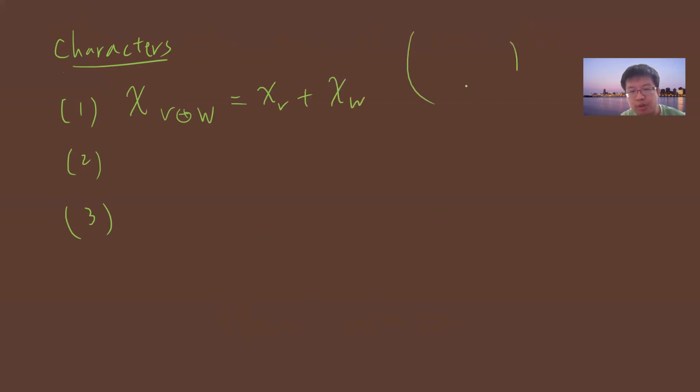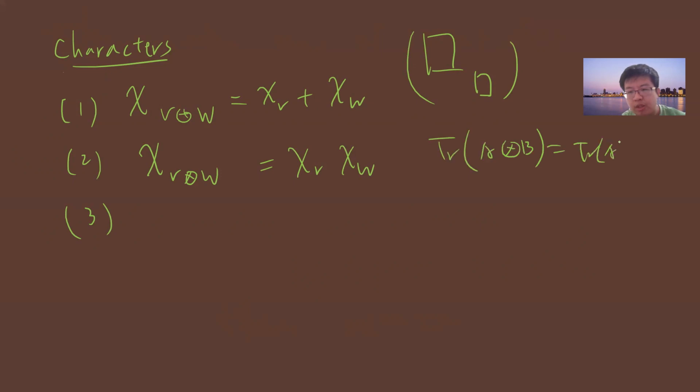So this is trivial because if you take the direct sum, it's just a block diagonal form, right? So if you take a trace, it's just the sum of these two. And then you ask about the tensor product, right? This is also simple, because the trace of A tensor B is the trace of A times the trace of B, also linear algebra.